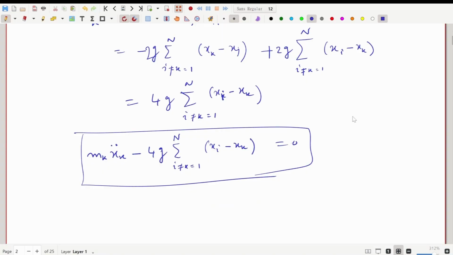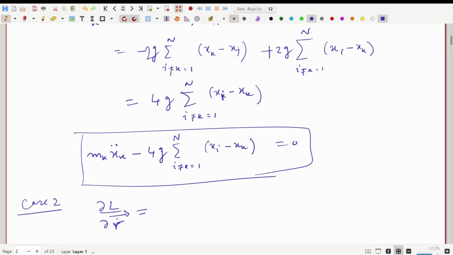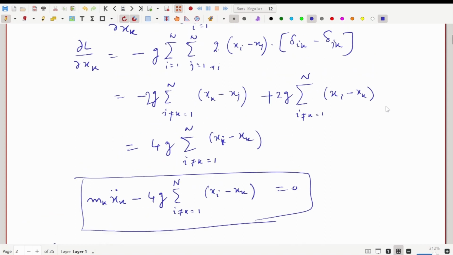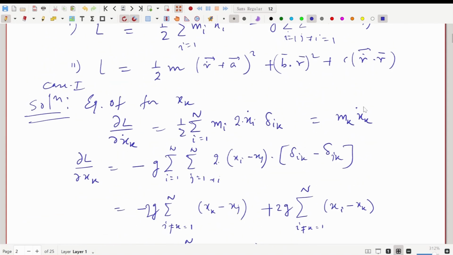So case 2. Let us differentiate with respect to r dot, the vector. Remember, I am differentiating a scalar quantity with respect to a vector, so I expect my right hand side should be a vector. That is the only problem you have to keep in mind.